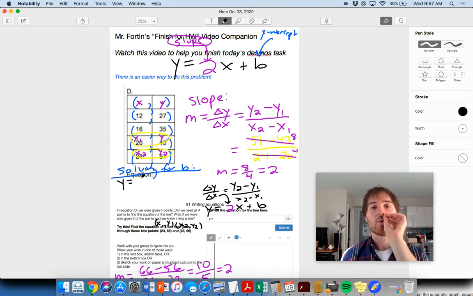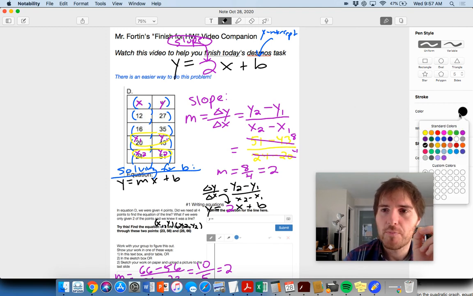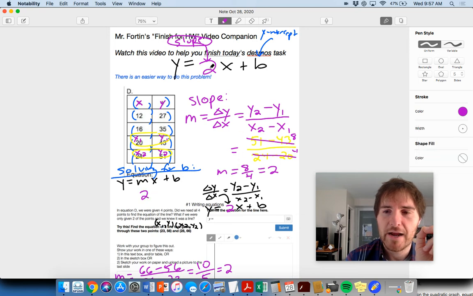Okay, so we're trying to solve for b. y equals mx plus b, right? That's the form we're trying to get in here. And this method is called solving for b because, believe it or not, b is the only variable here that we don't know anything about. We know stuff about the other variables, but we don't know anything about b yet. Well, we know what the slope is. The slope is 2 because we figured that out earlier.